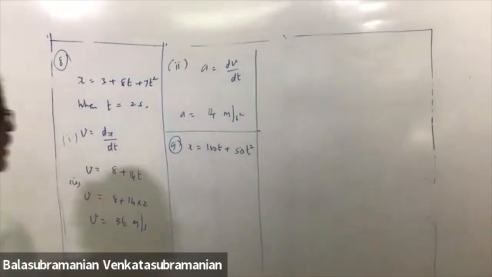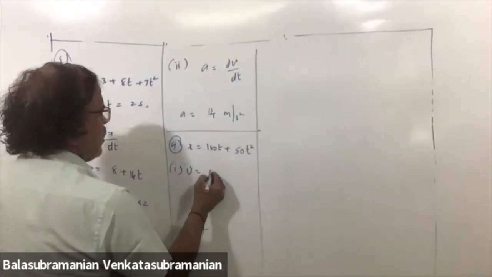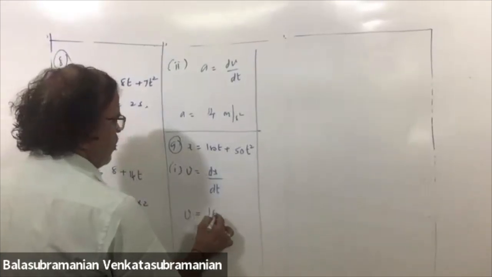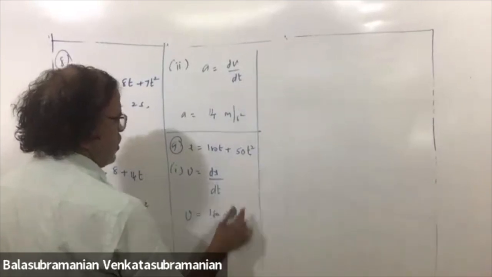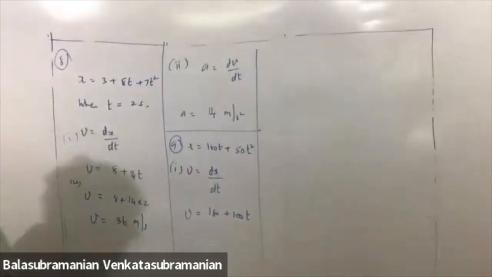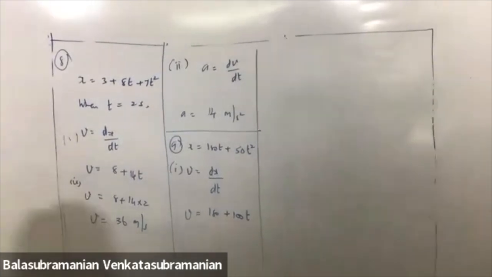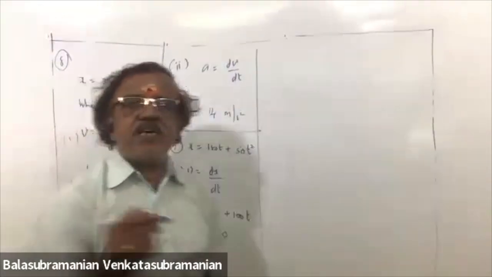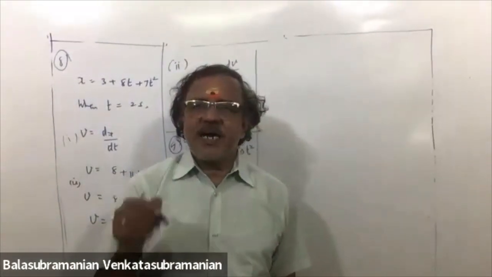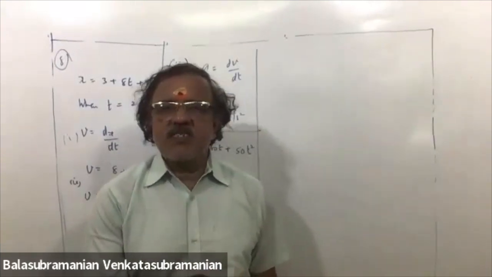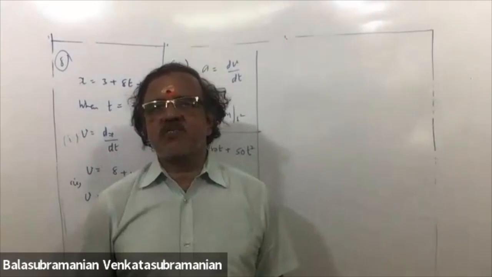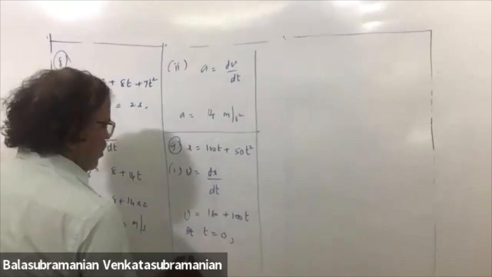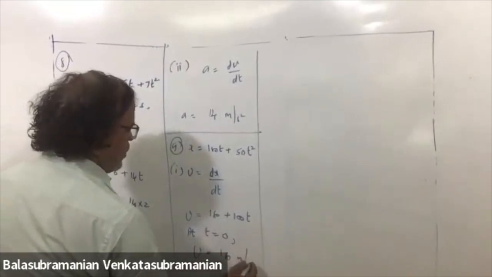First, you differentiate for initial velocity. V is equal to dx by dt. Differentiate, this will become 180 plus 100t. Initial velocity means t is equal to 0. At time t is equal to 0, initial velocity, initial acceleration, like that, questions will be asked. So at t is equal to 0, V is equal to 180 meters per second.